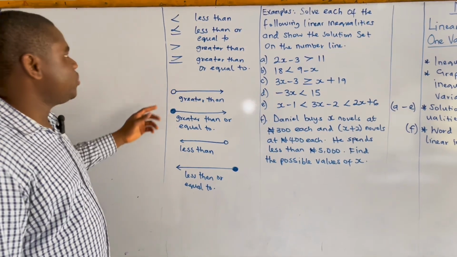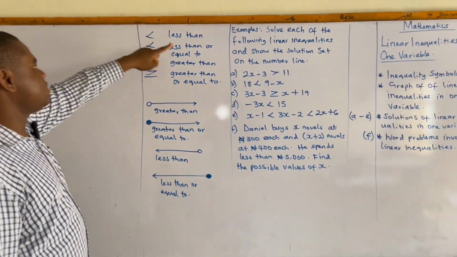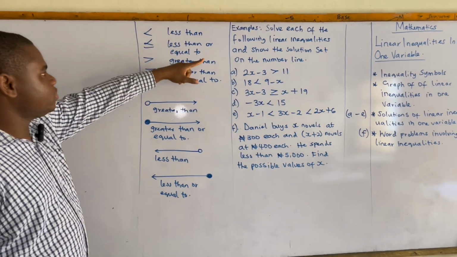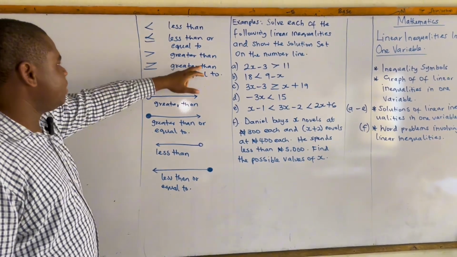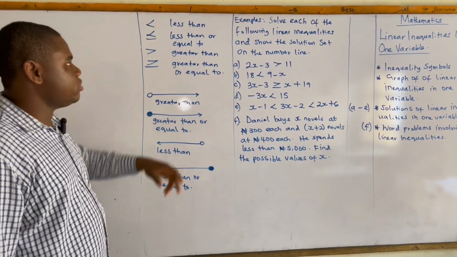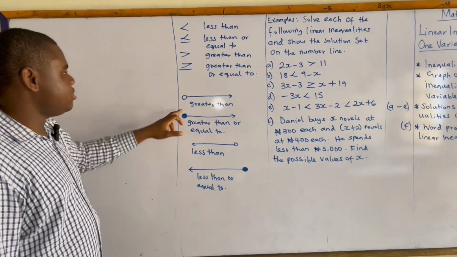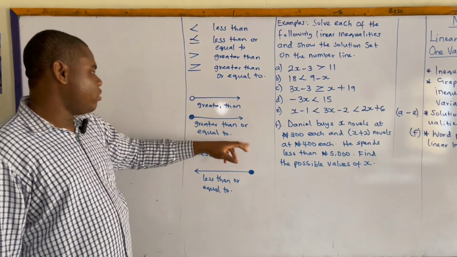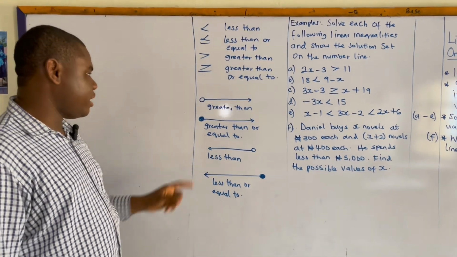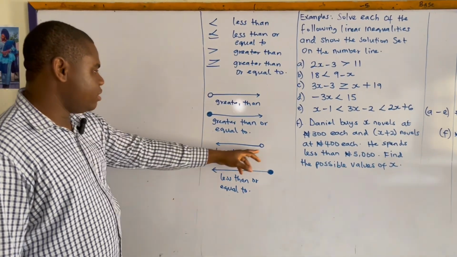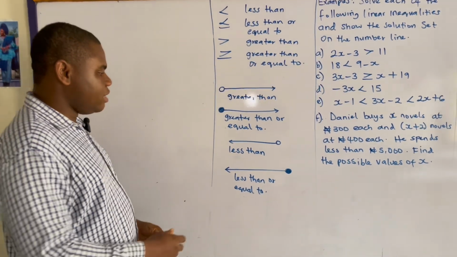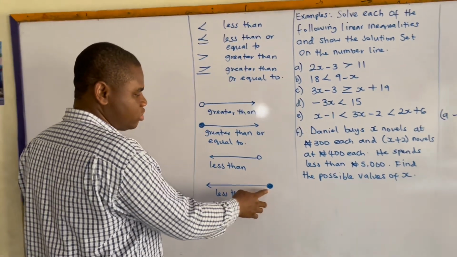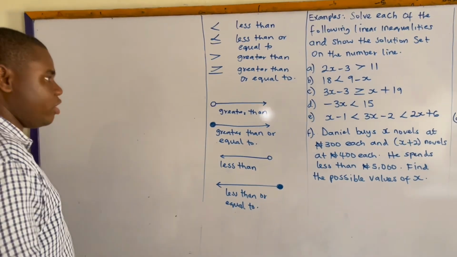Alright, for the basic symbols we have this for less than, less than or equal to, greater than, and also greater than or equal to. But when we are handling the number line, we use an open point for greater than, and a shaded point for greater than or equal to, then an open point for less than, then less than or equal to we also shade this point.